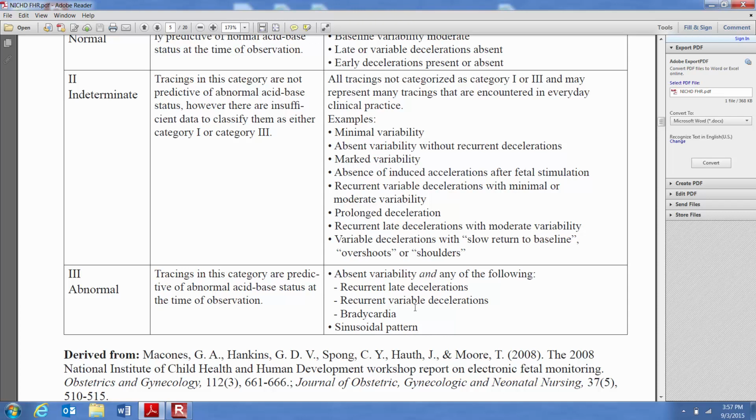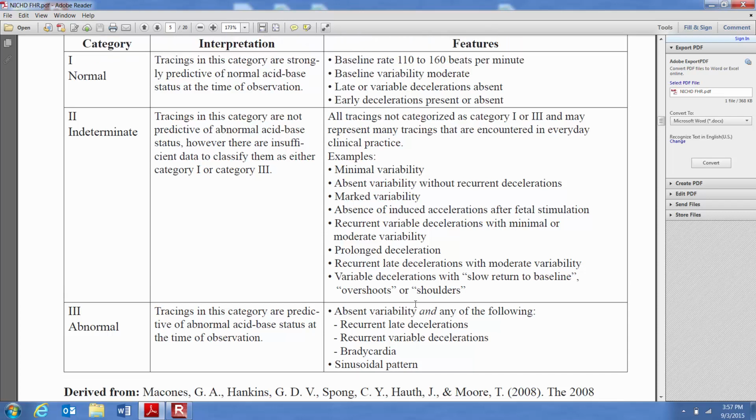Now, so if your tracing does not qualify for category 3, abnormal, or category 1, normal, then it's a category 2. That's kind of easy. And I don't know, there is a huge amount of tracings that are category 2. To have a category 2, you have minimal variability. So if you have a normal heart rate with minimal variability, you have category 2, right? Because category 1, you have to have moderate variability. So if you have minimal variability, you automatically go into category 2, because in category 1 you have to have moderate, and category 3 you have to have absent. So if you have minimal variability, you're in category 2.